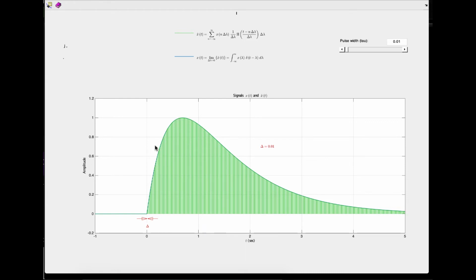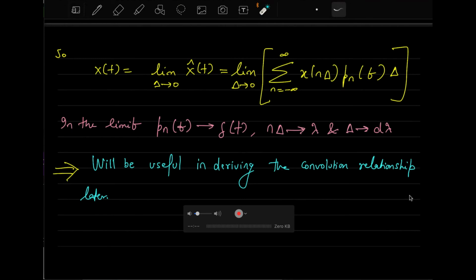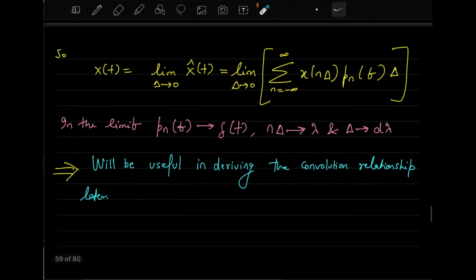This shows you how you can represent any signal x(t) as a running impulse. This is the demo for that. If you have any questions related to this demo or this explanation, you can ask. Okay, if there are no questions, then we will move ahead.